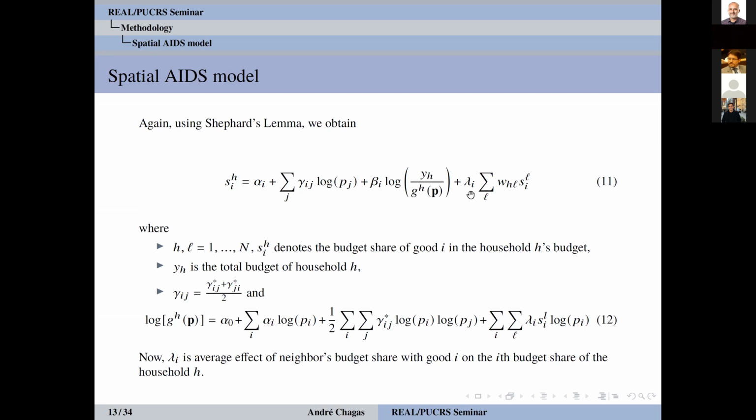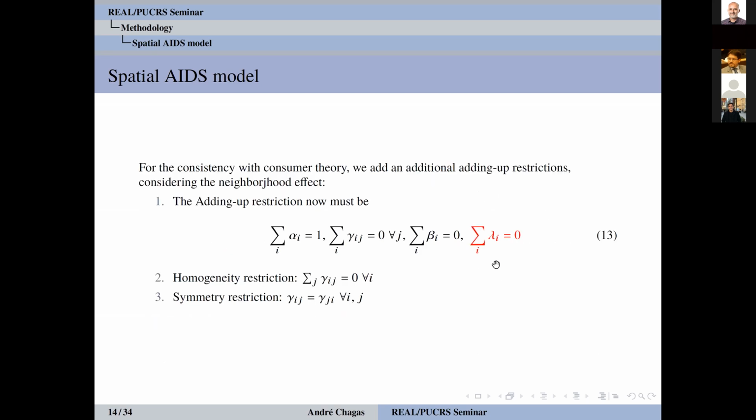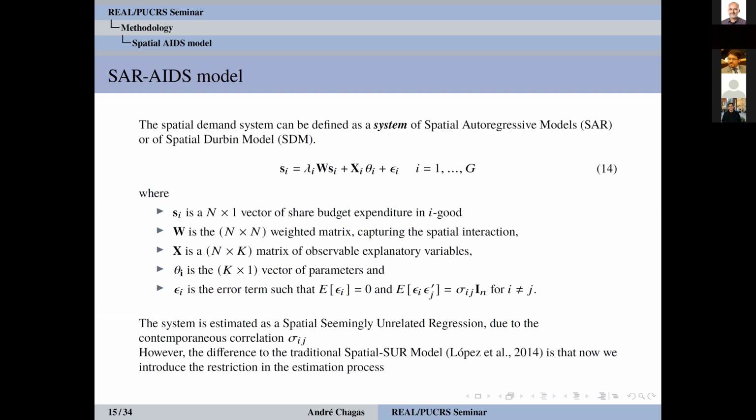As we have this additional parameter, we need an additional restriction also. This is not discussed in the previous literature, how to conform the spatial model with the consumer theory. And then we show that this additional restriction is needed to do that. In the estimation part, we use a spatial SUR model, because you have a system of equations, one equation for each good. And in each equation, we have observations about the household. This is a SUR, seemingly unrelated regression estimation. And we adapt the existing spatial SUR model to input or to put in our restriction, as I commented before.